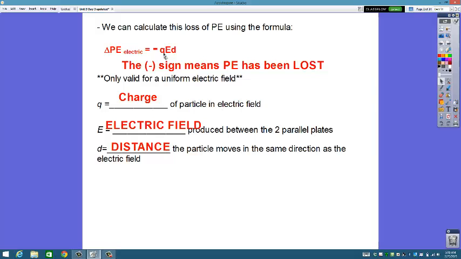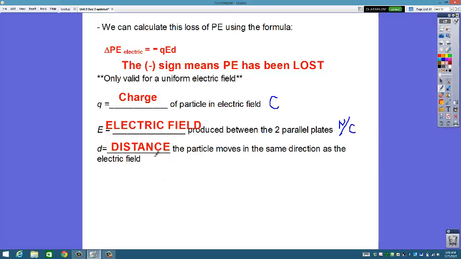Q, if you remember from the other day, is represented by charge. The unit for that is C for coulombs. Your electric field is going to be represented by the letter E, and it's measured in newtons per coulomb. And then finally, D is going to be the distance the particle moves, measured in meters.